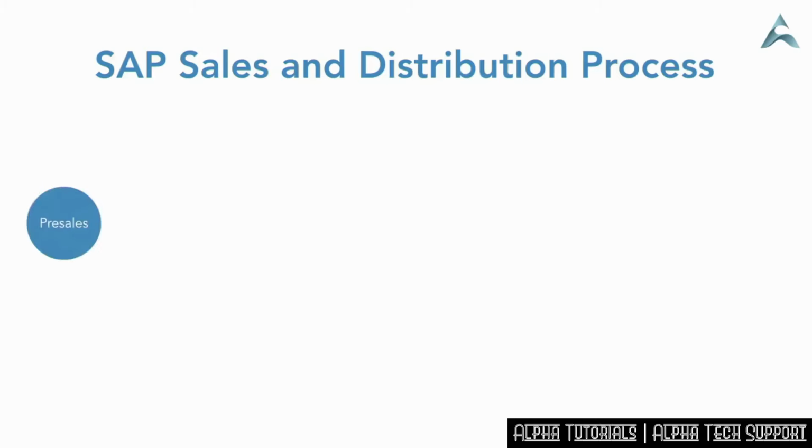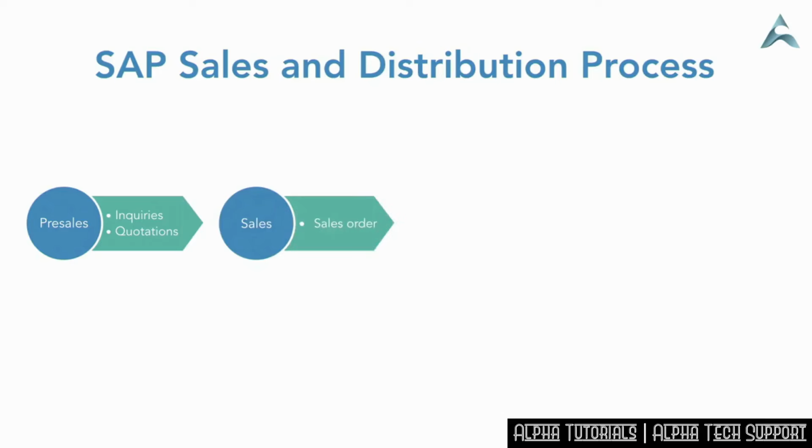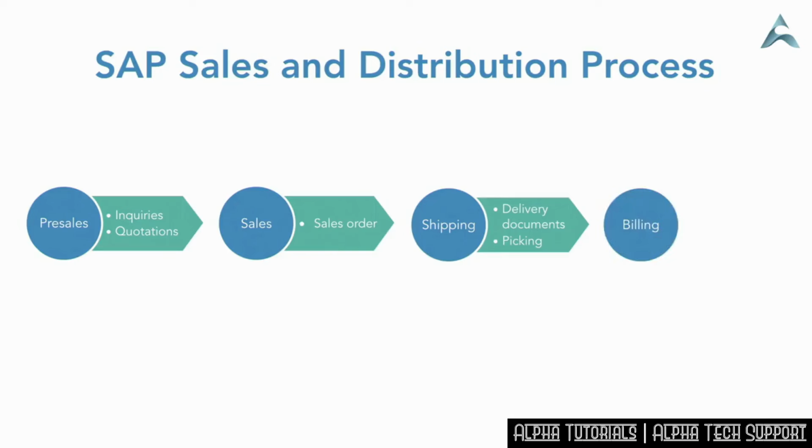First are pre-sales actions, where inquiries and quotations are created. Next is sales, where the actual sales orders are created. Third is shipping. This is where delivery documents are created and goods are picked from the warehouse. Last is billing, where billing documents and invoices are created.